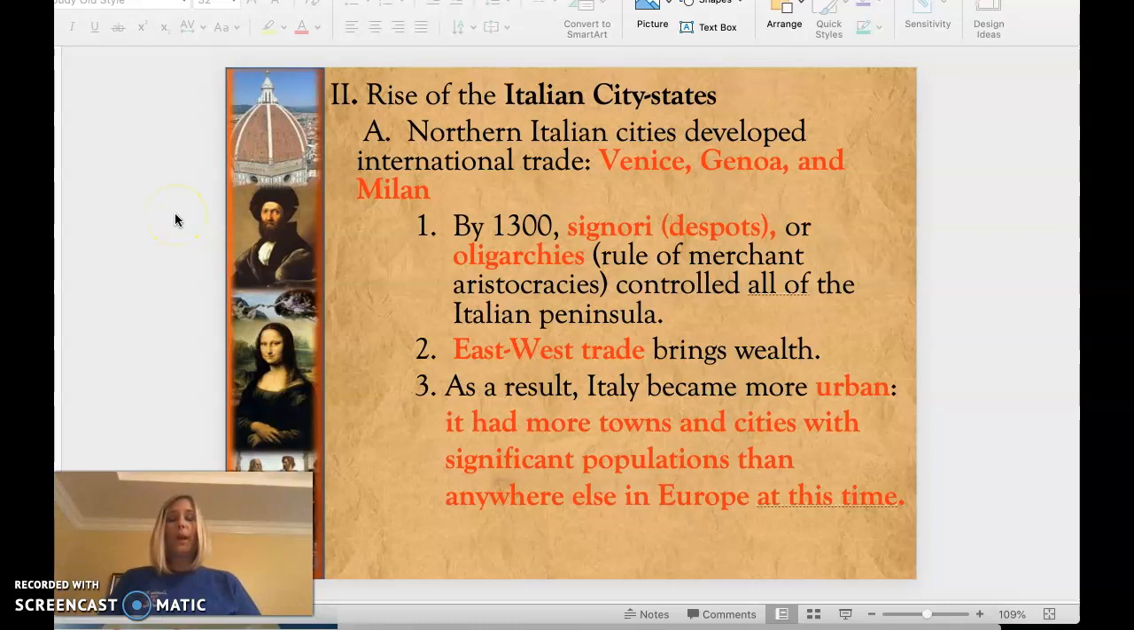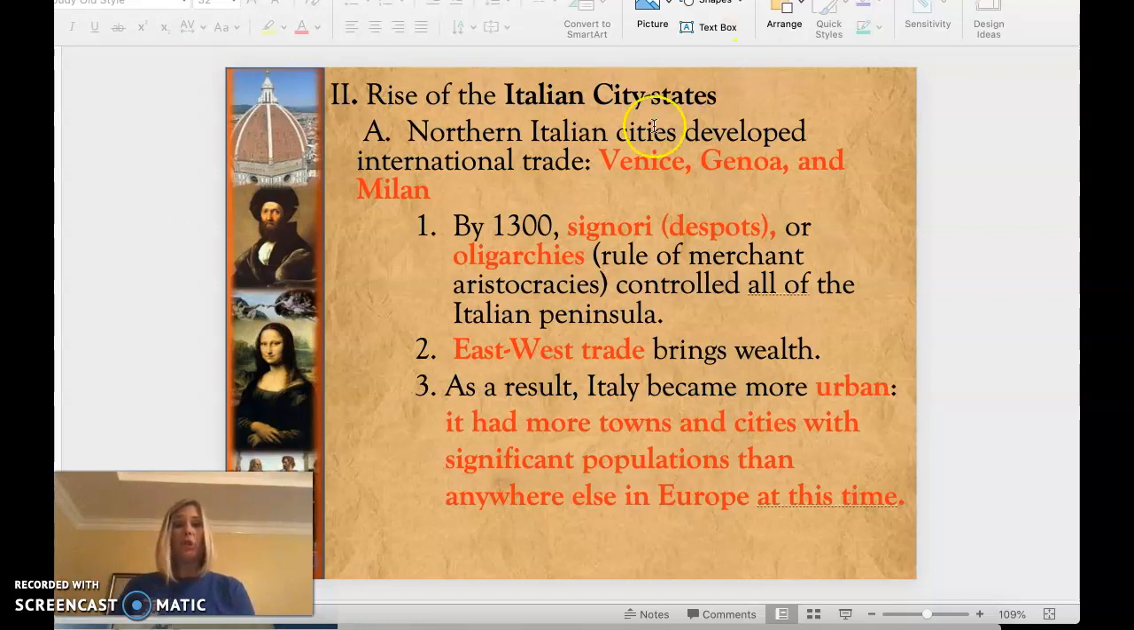All right, so now we are ready to look at section 2 of our outline. We've already spent some time going over when the Renaissance took place, what it is, where it took place, why, and how some of the people are going to be affected. So next we're going to take a look at the actual Italian city-states themselves and how they are going to rise in power. We have northern Italian cities that are developing international trade. So remember, these city-states independently operate like a country.